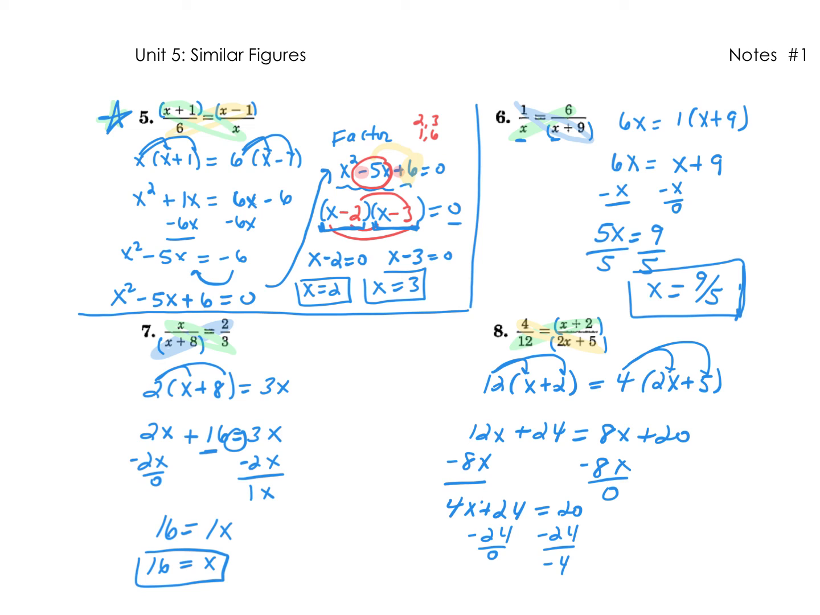So what we have left over is 4x on the left-hand side of our equal sign. So 4x equals negative 4. So I'm going to rewrite that over here. 4x equals negative 4. And then divide by 4. And we end up with x equals negative 1. Final answer.